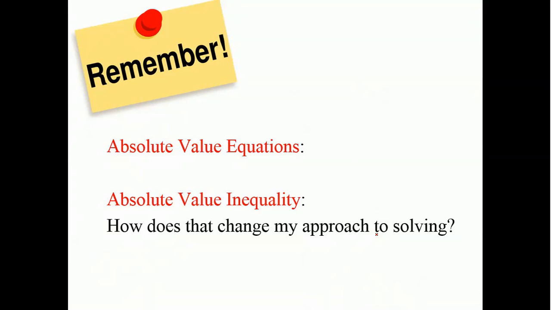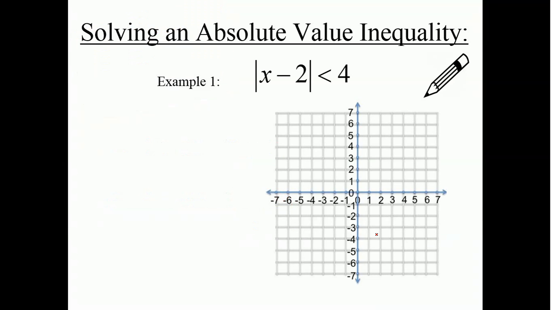Now, let's also look at inequalities. So equations look something like that, inequalities look something like that. So how are you going to change your approach to solve? Let's try the graphing thing again. So I got x minus 2 is less than 4. So on my graph here, I'm going to go to the right 2, because remember, inside makes you go left or right.